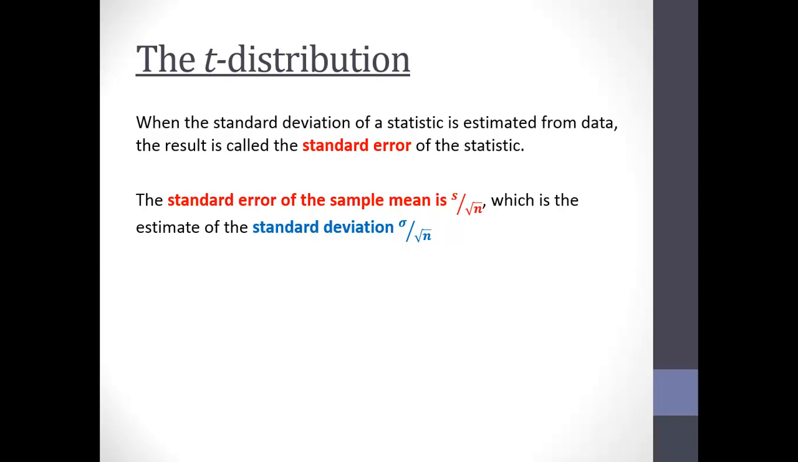So just before we take a look at what this distribution looks like, another quick note: when we're estimating the standard deviation from the data, the result is called the standard error. So instead of calling it the standard deviation, we're going to call it the standard error. The standard error is an estimate of the standard deviation.